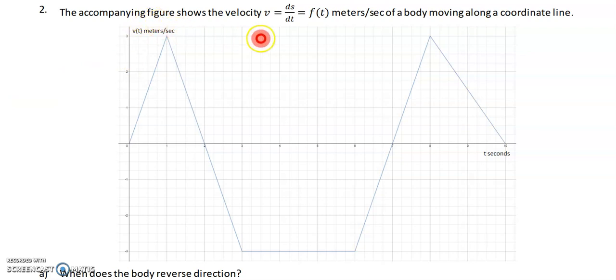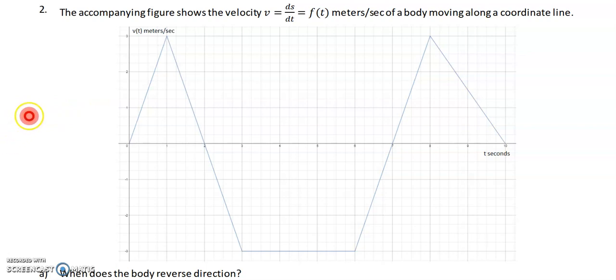I cannot emphasize how important it is for you guys to make sure you know what it is you are looking at. This could very well be a position function, but instead it's a velocity function. Or we could be looking at an acceleration function, especially as the year goes on. It is so important that you recognize what it is that you are looking at.